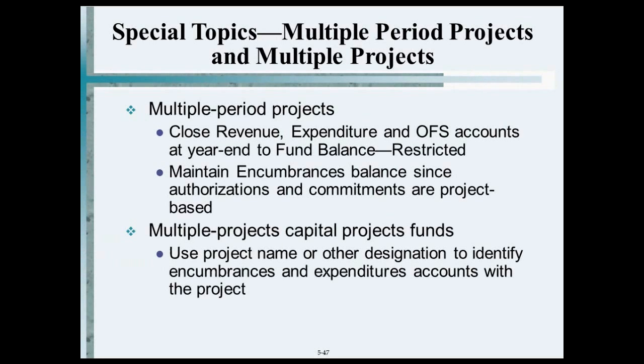So as I said to you, you can have multi-period projects. You can have multiple projects. If you have multiple periods, keep in mind you have to close revenue expenditures to fund balance at the end, and you have to maintain the encumbrance account at the end of the year. Because if you close it, what's going to happen? You've let out this contract. You have to keep the encumbrance account alive at the end of the period. All right, and for multiple projects, you can identify the encumbrances for those items.